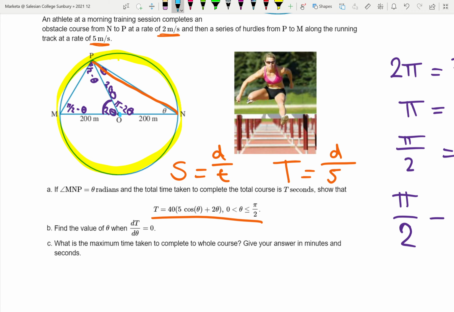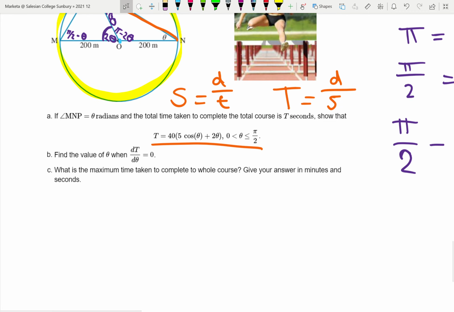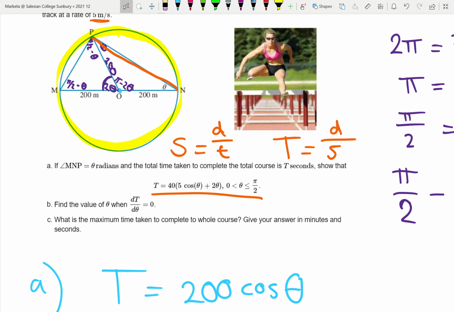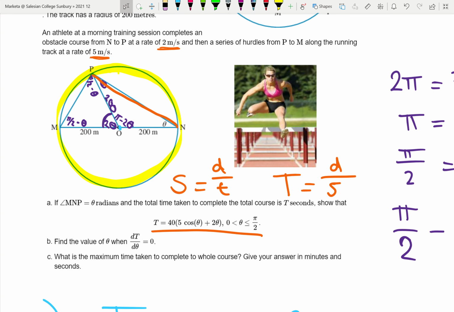So it doesn't say it's running, but I'm guessing they're running. So I'm going to say T equals, so we had 200 cos theta. So we've done the first bit. Now we have to do the series of hurdles from P to M along the running track.